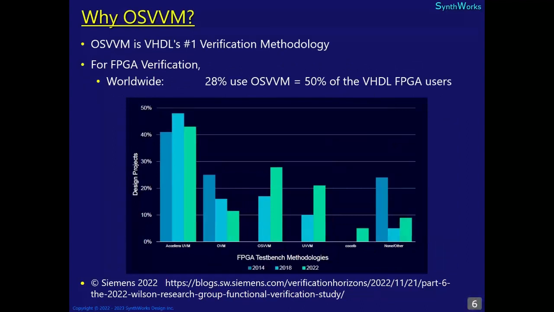Okay, so why OSVVM? Well, again, back to the same survey, OSVVM is the #1 VHDL solution out there. 28% of the market uses OSVVM. If we refactor that into just the VHDL community, that's about half of the VHDL community using OSVVM.